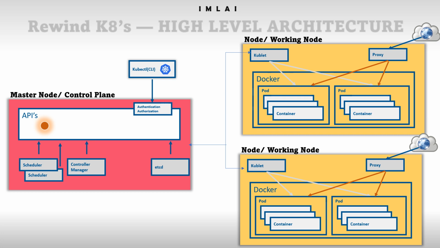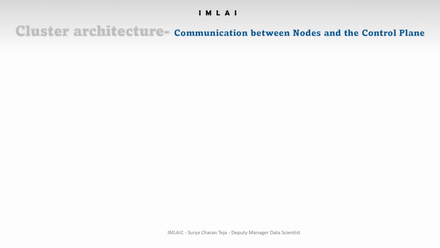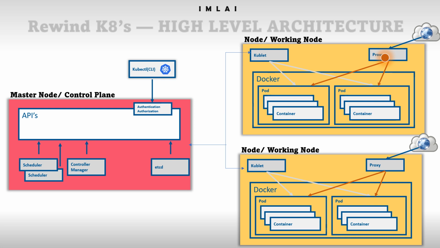So, node to control plane. Kubernetes has a hub and spoke API pattern. All API usage from nodes terminates at the API server. None of the other control plane components are designed to expose remote services.